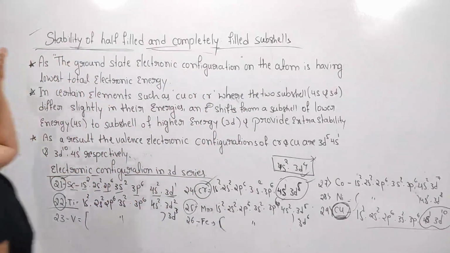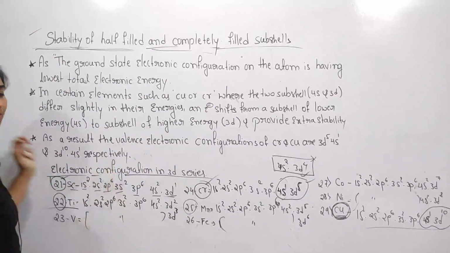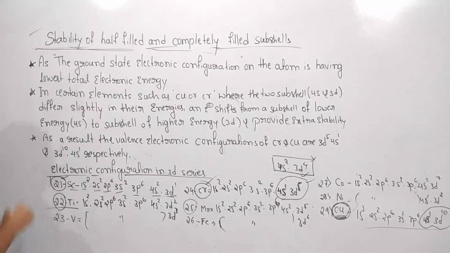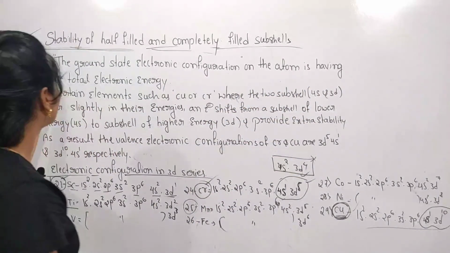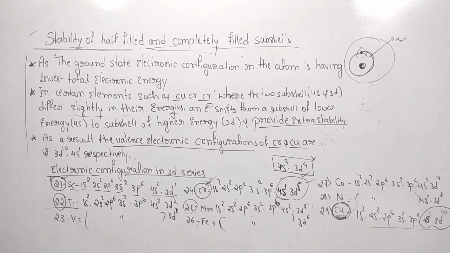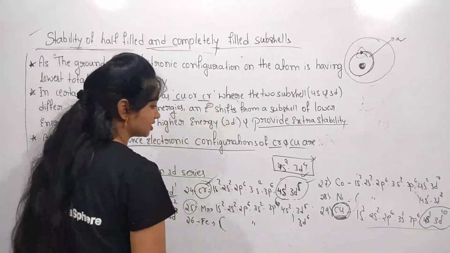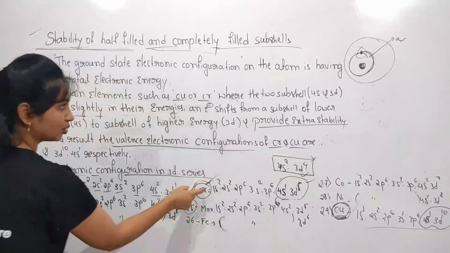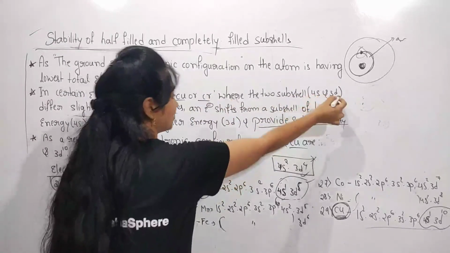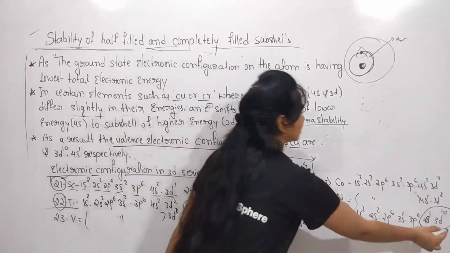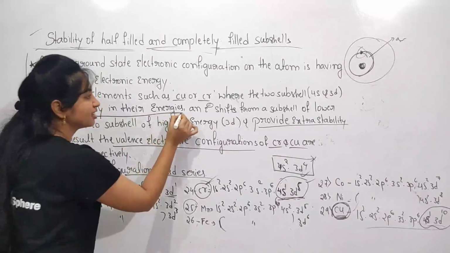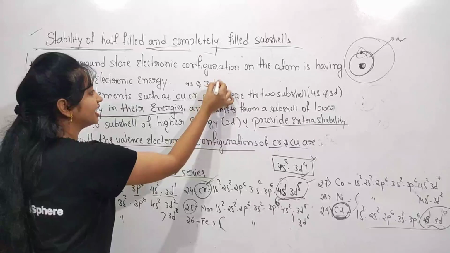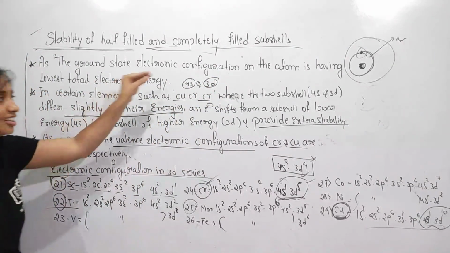See here, the stability of an atom. I wish to explain that stability. The ground state electron configuration of an atom has the lowest total energy. In certain elements such as copper and chromium, the two subshells 4s and 3d differ only slightly in their energies.